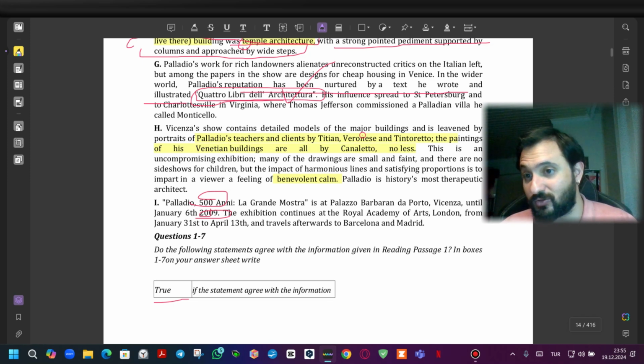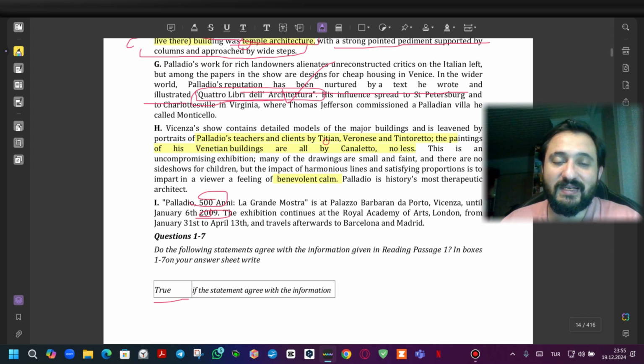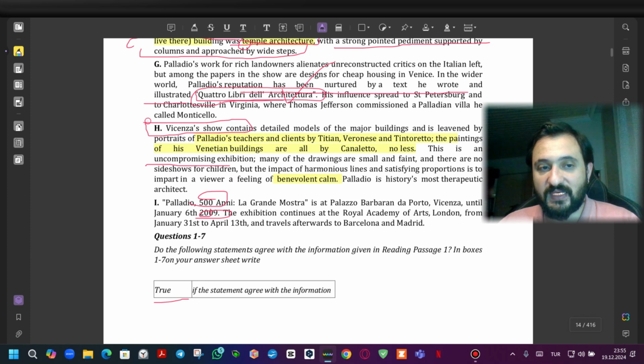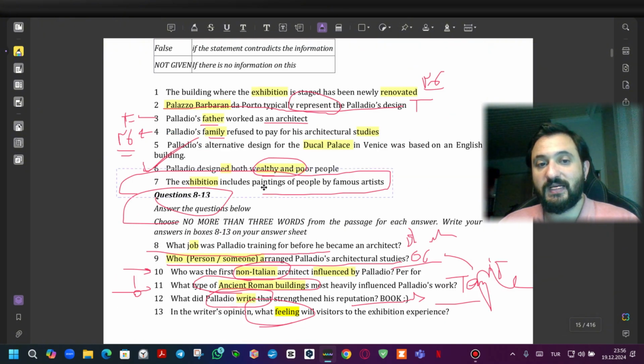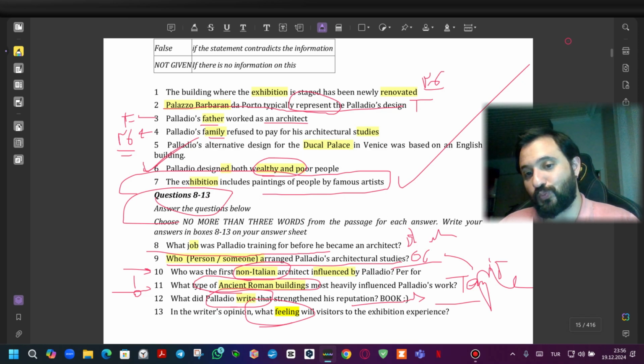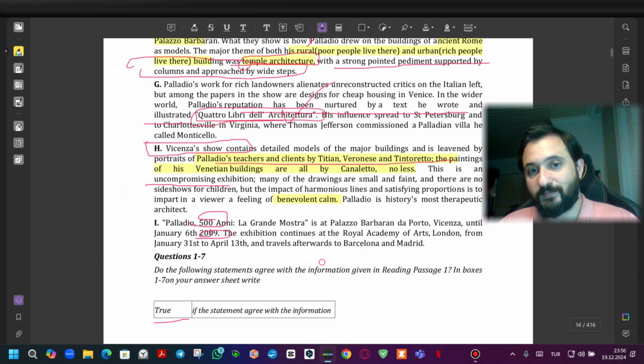We cannot pronounce or spell all the names. This is an uncompromising exhibition. Uncompromising exhibition. This is the show. It means exhibition. These are the names of famous people. So the exhibition includes paintings of famous artists. True. I need to find feelings.